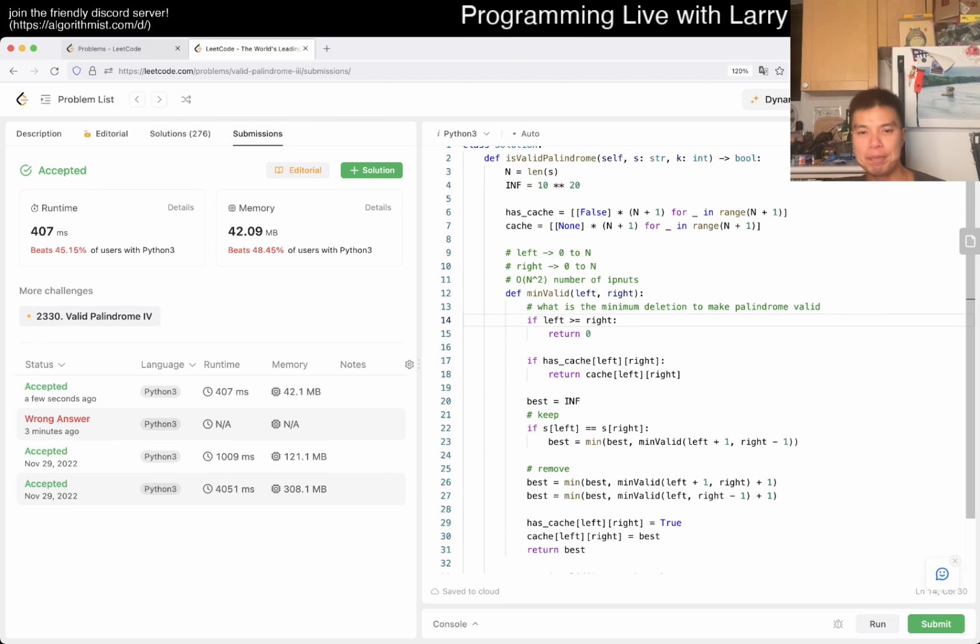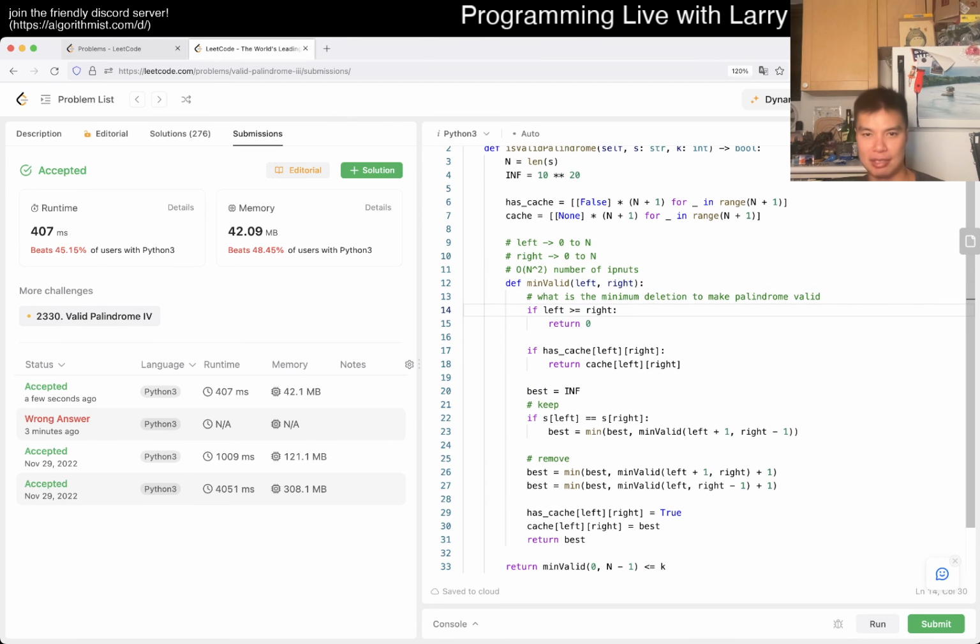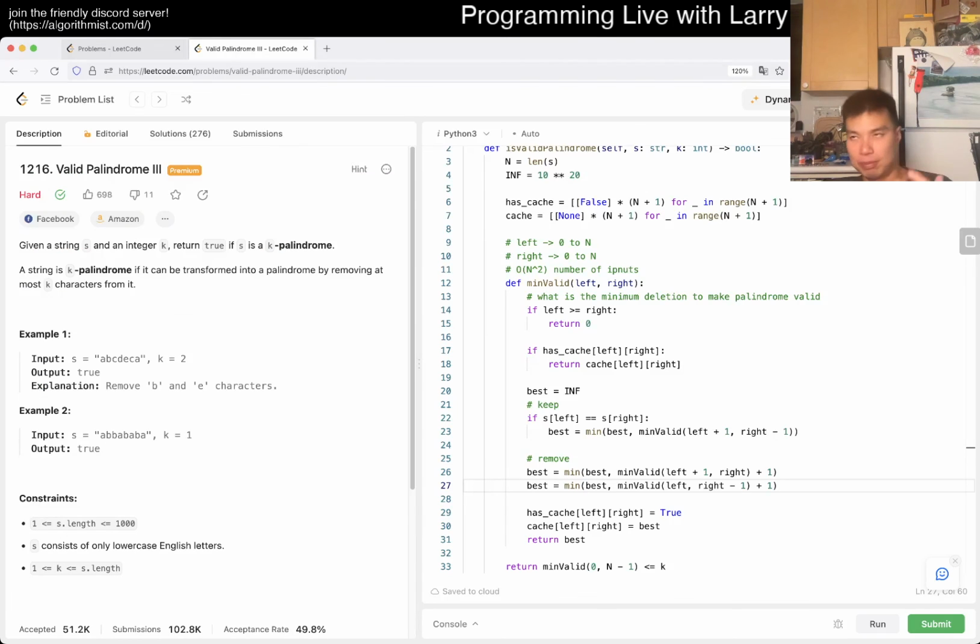But yeah, I think O of n squared is the number of inputs. Each input takes O of 1 work because we only do at most 3 recursions, but they all look up states. That's what I have for this one. Let me know what you think. I think the big observation, obviously, is that you can transform this into a minimum problem, or a get min problem.